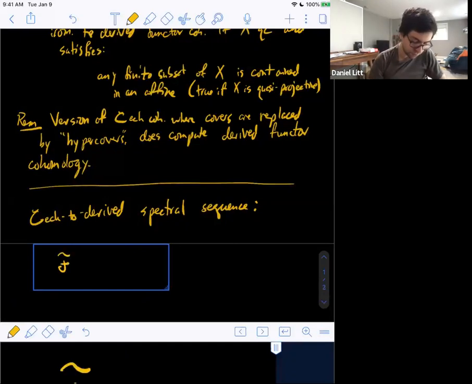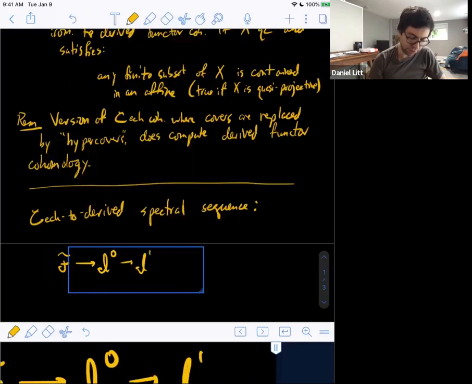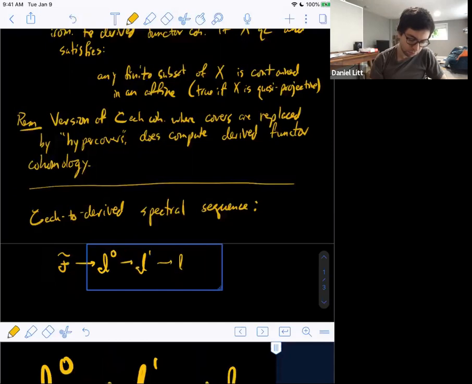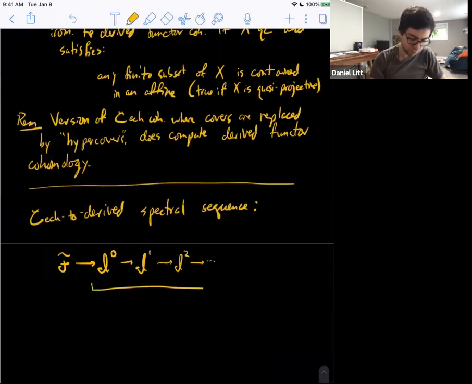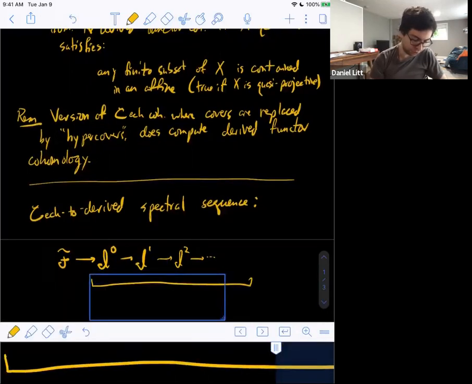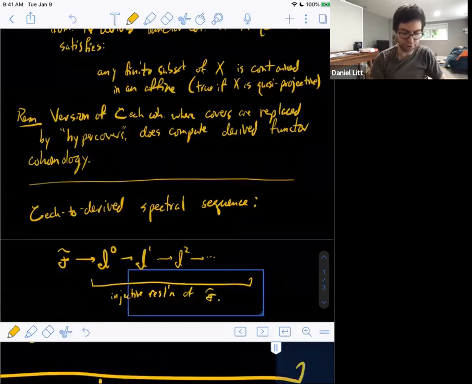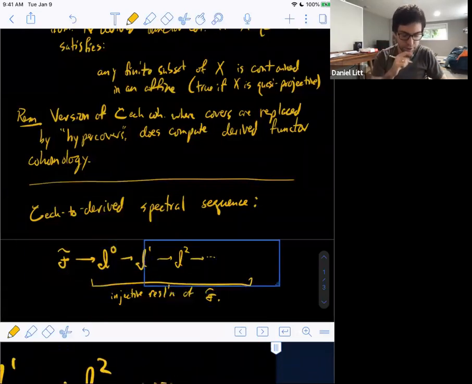So how do you compute derived functor cohomology? You take an injective resolution of your sheaf, right? So you take a resolution like this, and we proved such a thing existed because we proved the category of abelian sheaves on the Étale site has enough injectives. This complex here is called an injective resolution of F if this complex as a whole is exact, and each of these I's are injective.